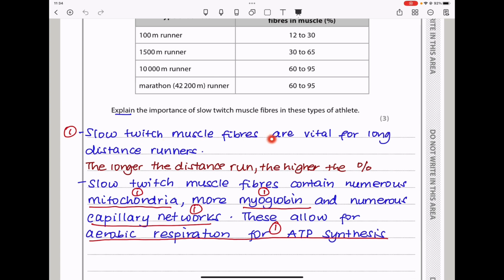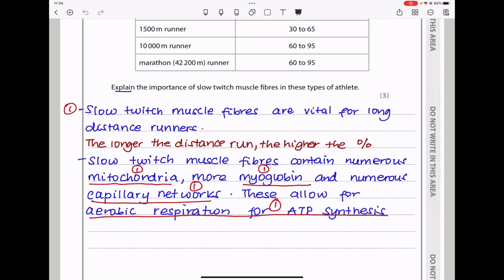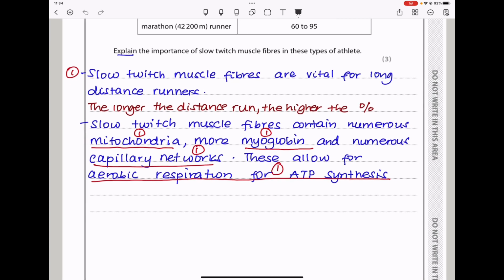So I say slow-twitch muscle fibers are vital for long-distance runners. We can see that from the table. The longer the distance run, the higher the percentage of slow-twitch fibers. Slow-twitch muscle fibers contain numerous mitochondria, more myoglobin, and numerous capillary networks, and these allow for aerobic respiration for ATP synthesis. Moving on.